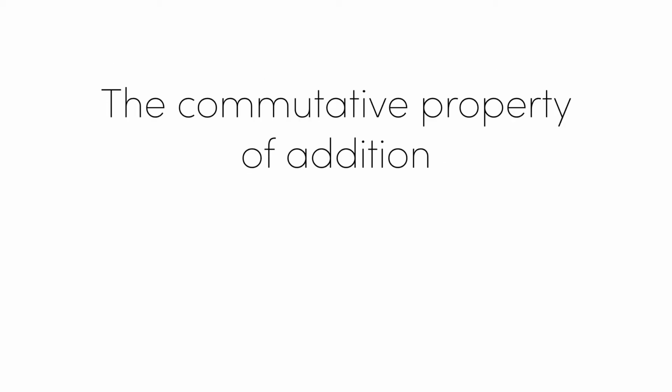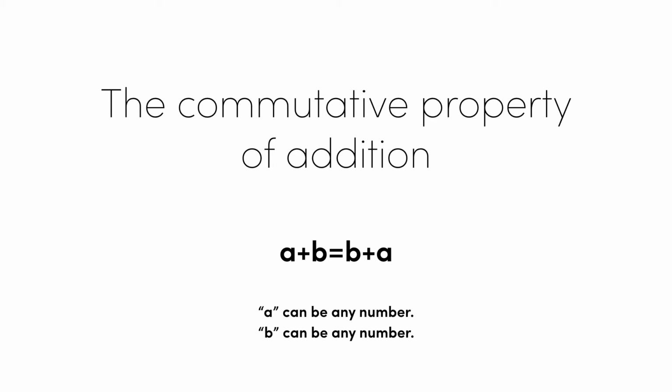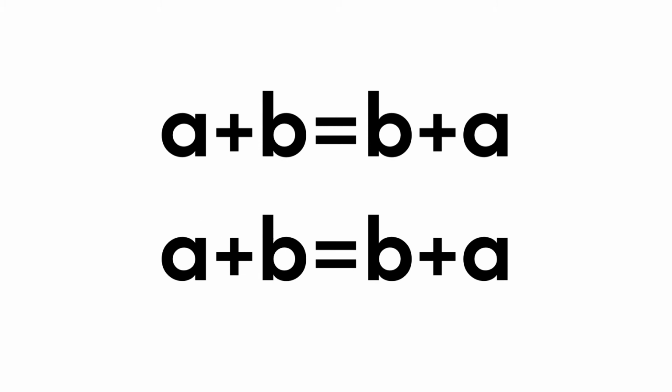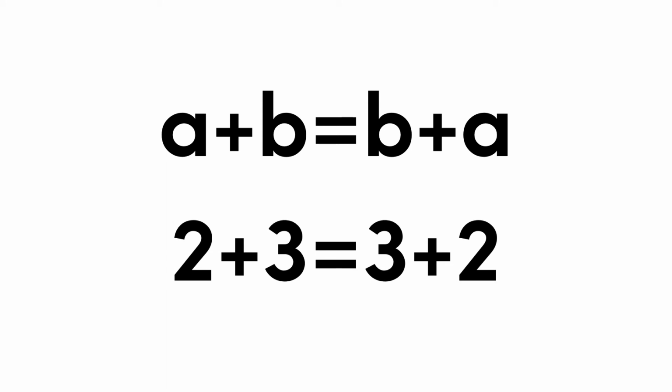The commutative property of addition can be written as a plus b equals b plus a, where a can be any number and b can be any number. For example, we can replace a with, let's say, 2, and we can replace b with, let's say, 3. So the letters a and b are just placeholders for any value.